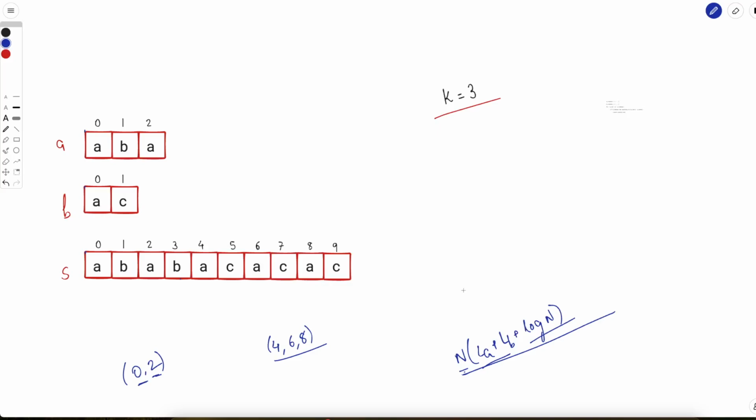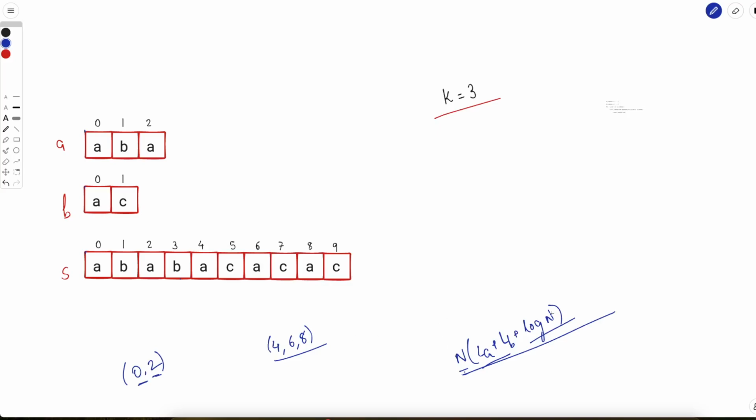So if this problem was completely new to you, I am very sure that if you code this entire thing by yourself, you will be able to understand this kind of problem by yourself. But if you have already solved this brute force solution, then you can move forward.